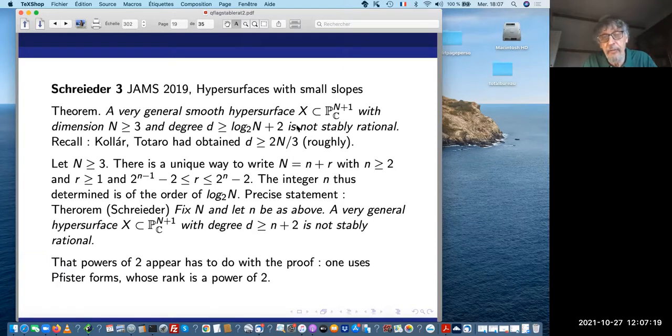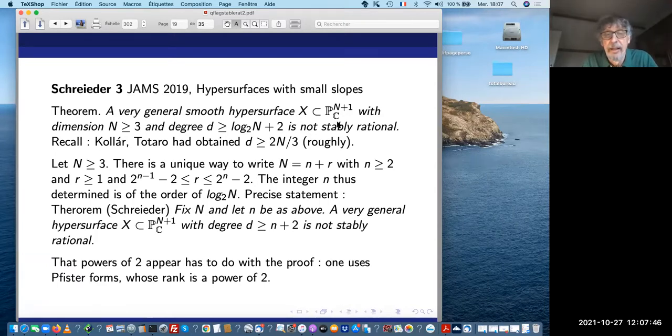Okay, for people who are not familiar with this theory, if you take a hypersurface of degree d in P^(n+1), and d is strictly bigger than n plus 1, it's quite obvious that X is not going to be stably rational because you have lots of non-trivial global differentials. So the problem becomes interesting if the degree is at most n plus 1. And then if the degree is between 4 and n plus 1, we'd like to know whether these things are rational or not.